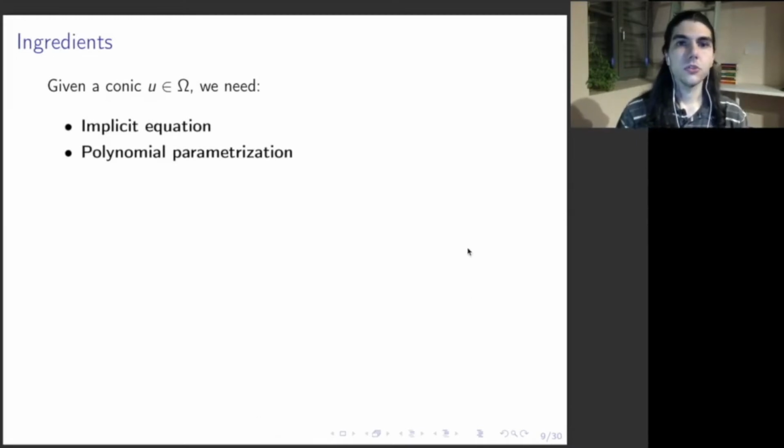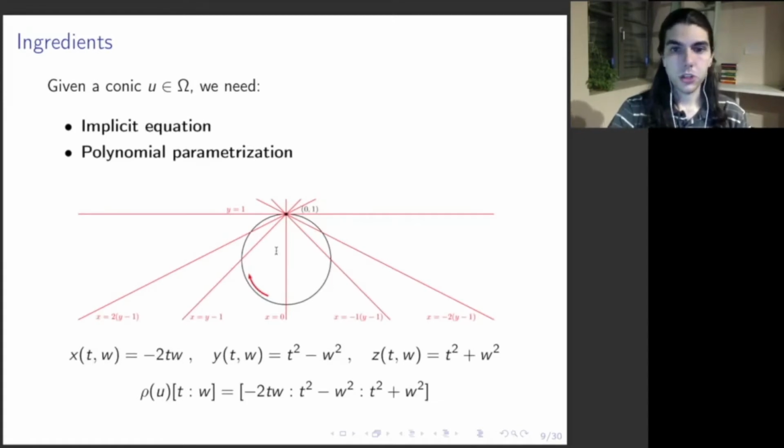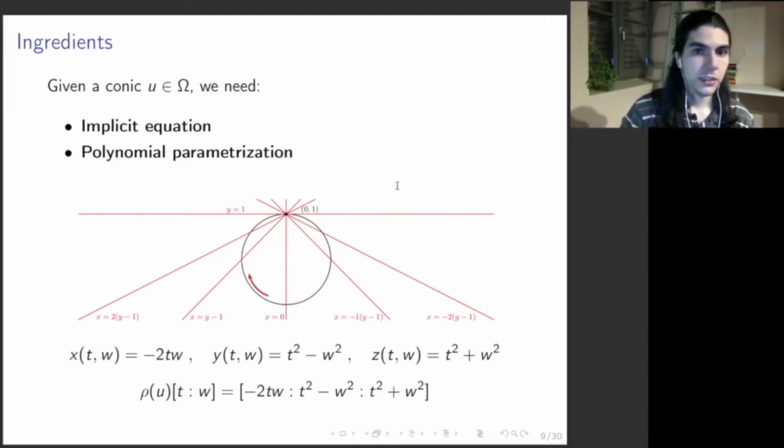Okay, so to construct this tool, we'll need two ingredients. First of all, an implicit equation, which we already have, and next we need a polynomial parametrization. So what I mean by that, we take any point on a conic and we consider the pencil of lines through it, which is isomorphic to a projective line, RP1, right? And we have a bijection between this RP1 and the conic itself, because each of these lines will intersect the conic in another point. And we can even do this algebraically, we can parametrize.